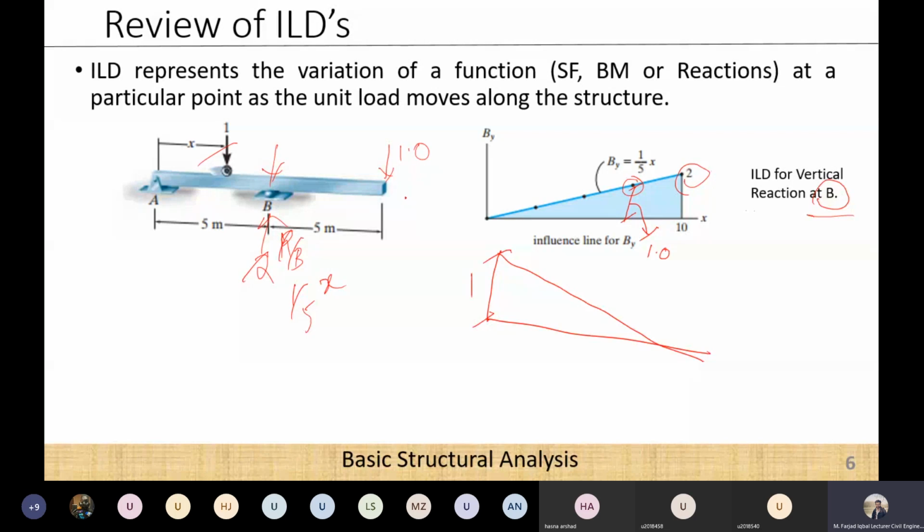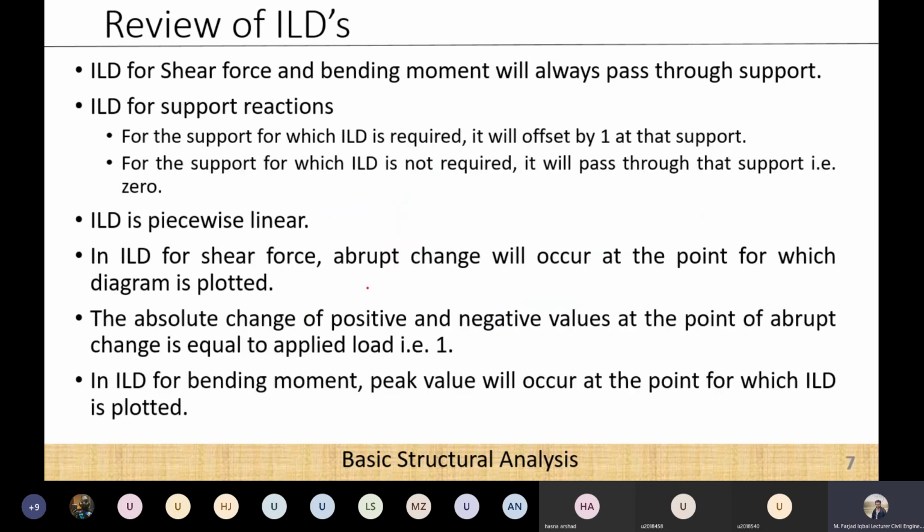For the support for which you are developing the ILD, the value would be equal to 1. And for the other support, for example, in this question I was developing the ILD for B, the ordinate is 1, and the other support is A. And for that support, the value of ILD will always be equal to 0. And this will also be true in all the cases. So these are some important conclusions that we have developed for the ILDs. And if you have any questions about the ILD, you can ask me right now. And after that, we'll move on to the next topic.